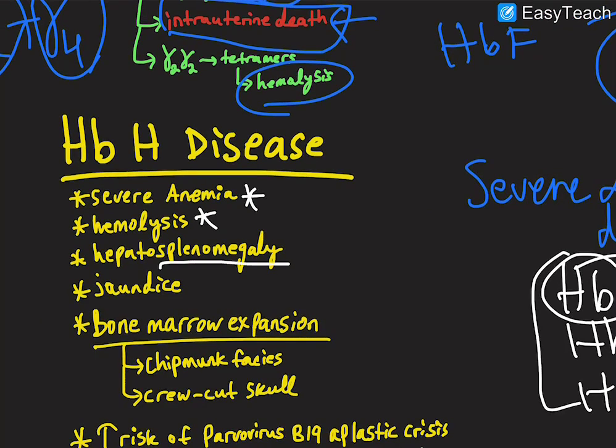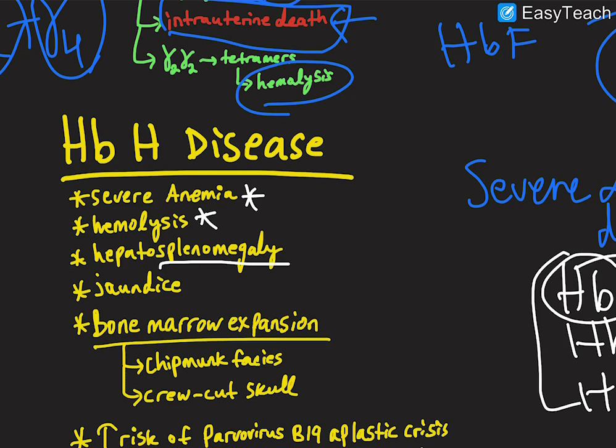Now, why do you get splenomegaly? Well, because your spleen's working overtime to destroy all these red blood cells, to get rid of them because they have abnormal hemoglobin and Heinz bodies that are damaging the red blood cell membranes. So you don't want to keep those red blood cells around. Your spleen is working extra overtime to destroy them, so your spleen gets bigger. So that's important to remember.